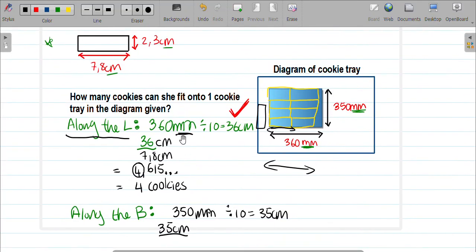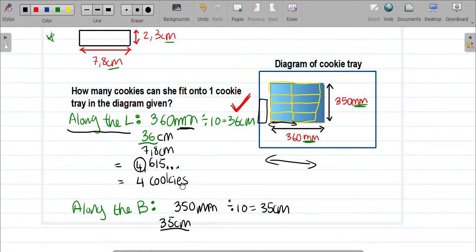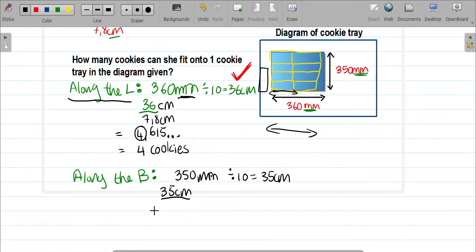And this time we are going to use the breadth. All right. So let's use the breadth, which was 23. So it's 23 centimeters. And this answer, just put it in your calculator. The answer is 15.217 and so on, and therefore there are 15 whole cookies that will fit. 15 whole cookies. 16 won't fit completely, so we take our answer as 15 whole cookies along the breadth.